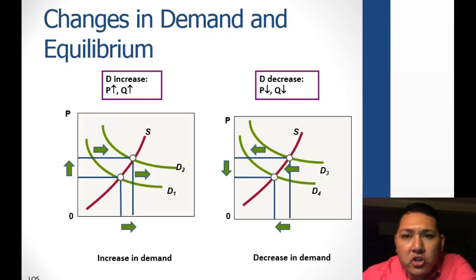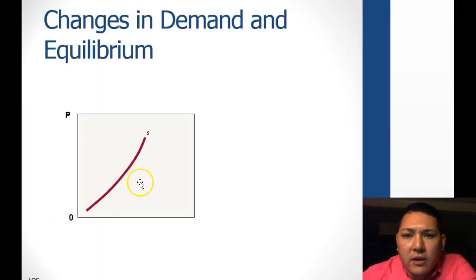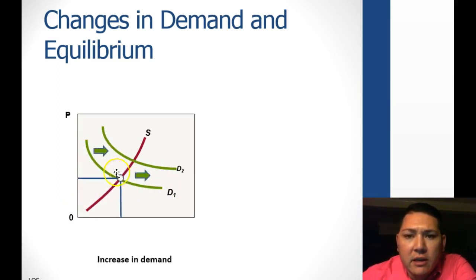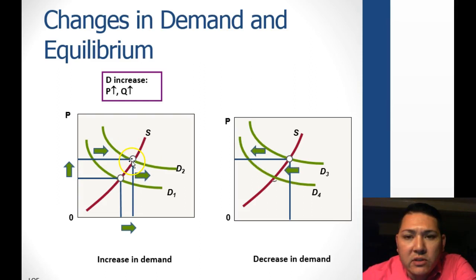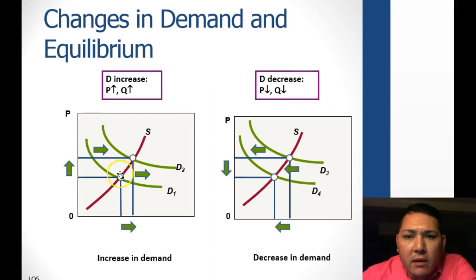Now, changes in demand and equilibrium. What you're seeing here: we have some supply curve, and this is equilibrium. As demand increases, demand shifts to the right. Therefore, our equilibrium point shifts as well. It shifts higher up on the supply line, which means price increases from the original point, as well as quantity increases from the original point.